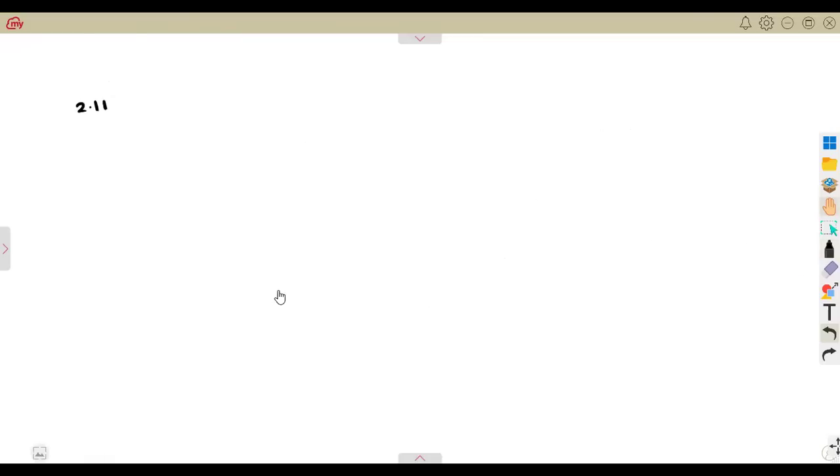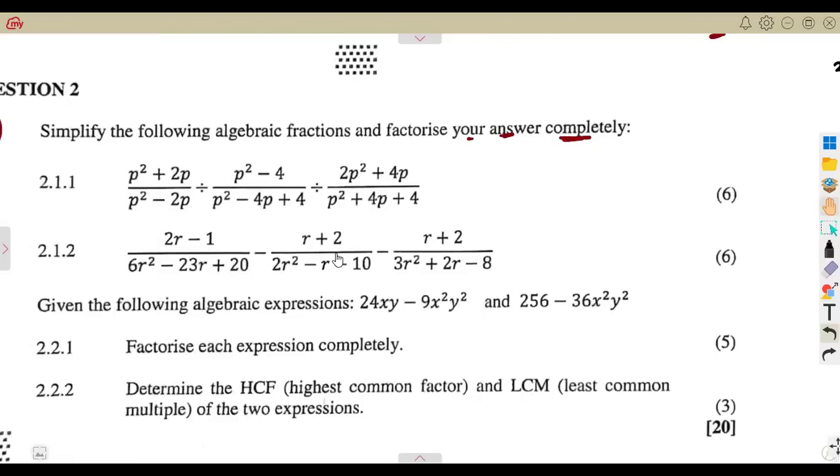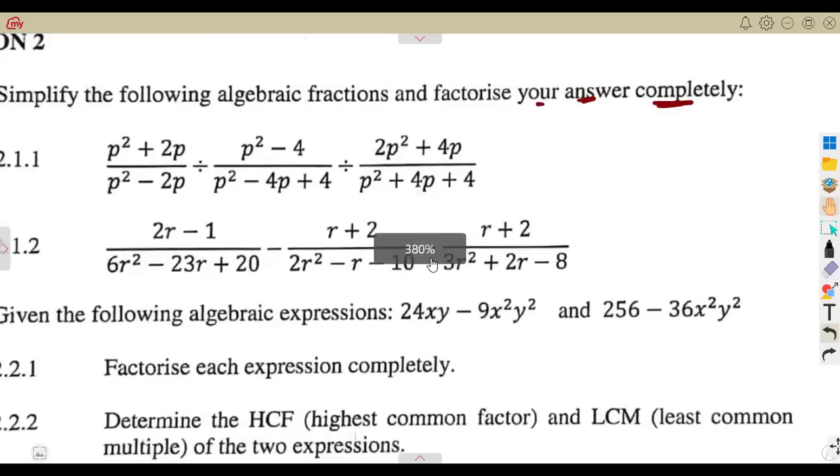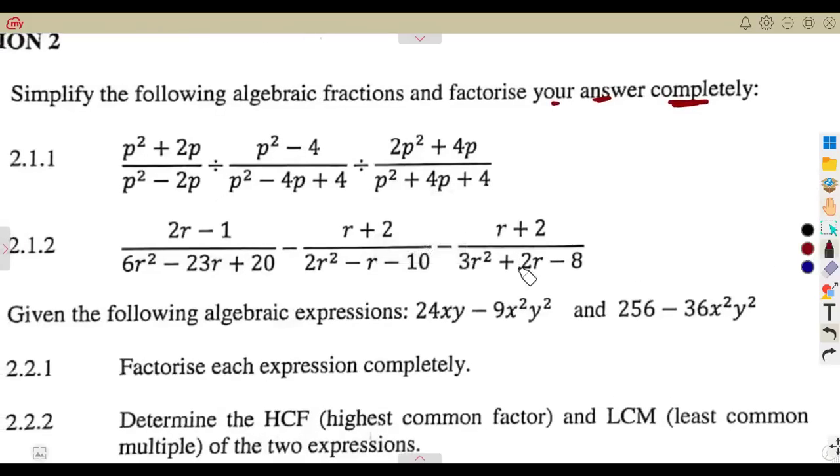So this is what I'm going to do. This one, I'm just going to answer it, guys, because remember, whenever you have got a division like this, you're going to introduce multiplication, then you invert the second fraction.